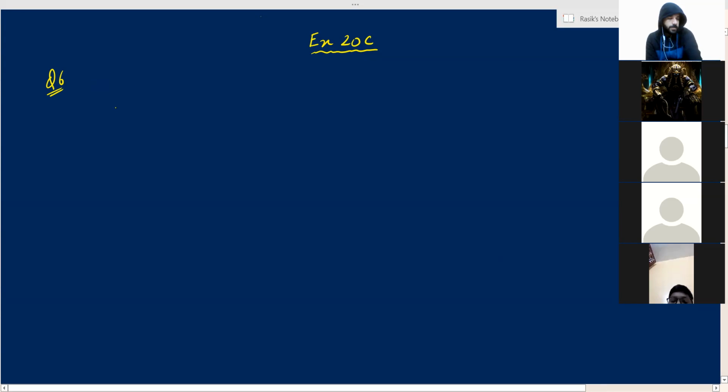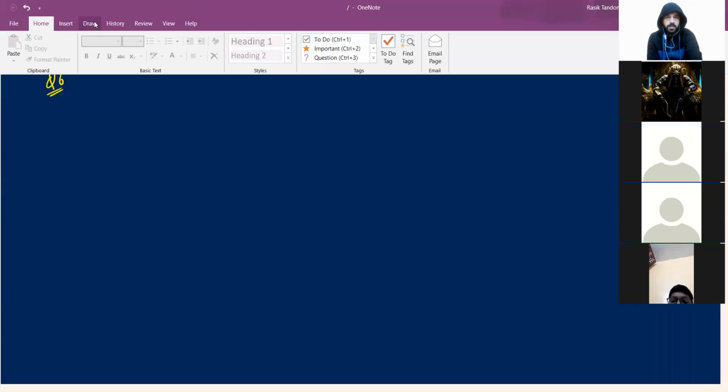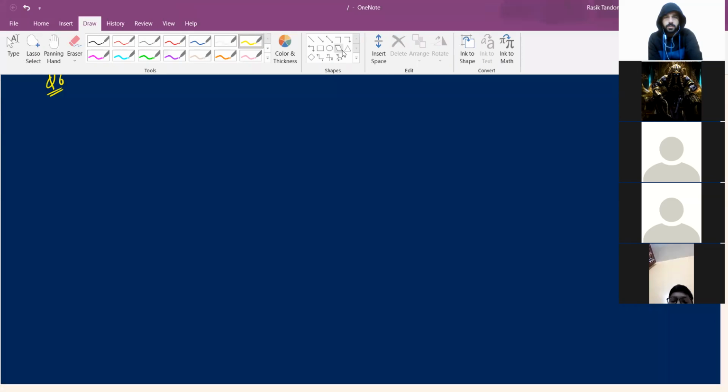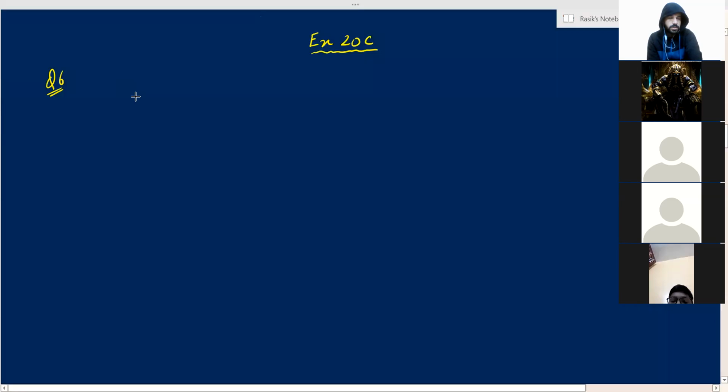Question 6. ABCD is a parallelogram. AB and BC are given. The length of AL is also given. Here there are two perpendiculars drawn in the parallelogram from the same vertex. I'm drawing the figure on the screen also.